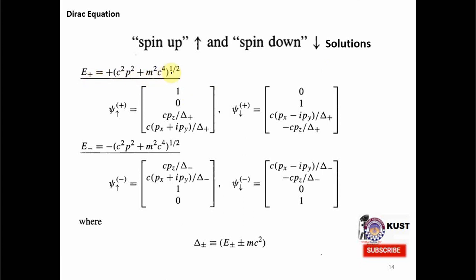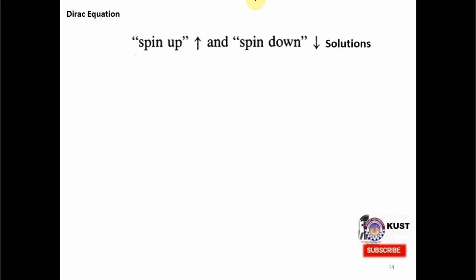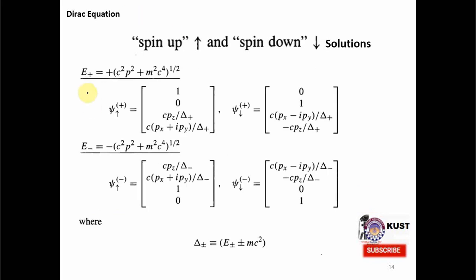So what we are getting now are the spin up and spin down solutions. For this equation, because there was a square, if you remove the square you get 2 solutions, that is an E plus solution and an E minus solution, one with a plus sign and one with a minus sign, where ψ plus up and ψ plus down, and ψ minus up and ψ minus down, with the definition of delta plus minus equal to this. So it means that in Dirac theory we have not only electrons but we also have positrons.